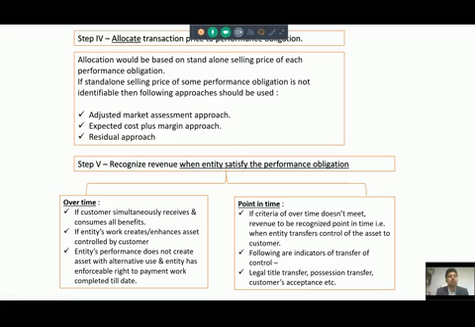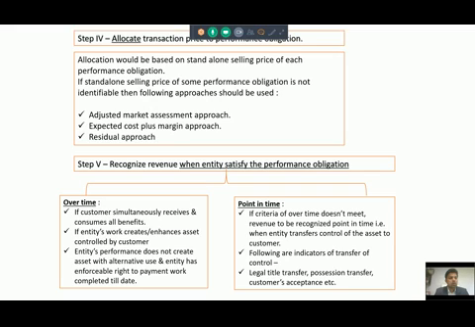Now, as I told you, the allocation of transaction price to the performance obligation will be a key area, and will be difficult. So what are the three methods available for identifying a standalone selling price for each performance obligation? As I gave you the example, if a company is selling a TV along with the AMC service, both are different performance obligations, but they have one contract price.